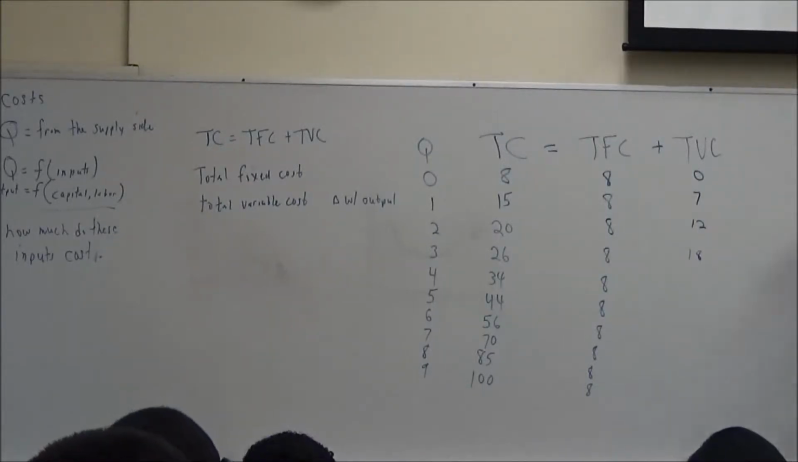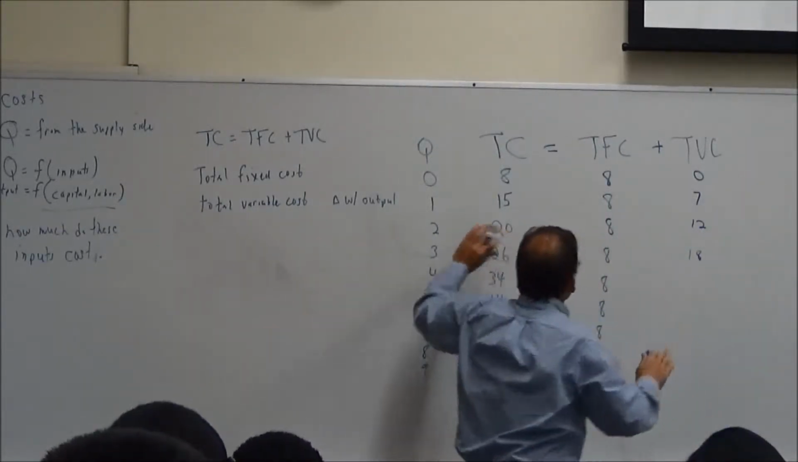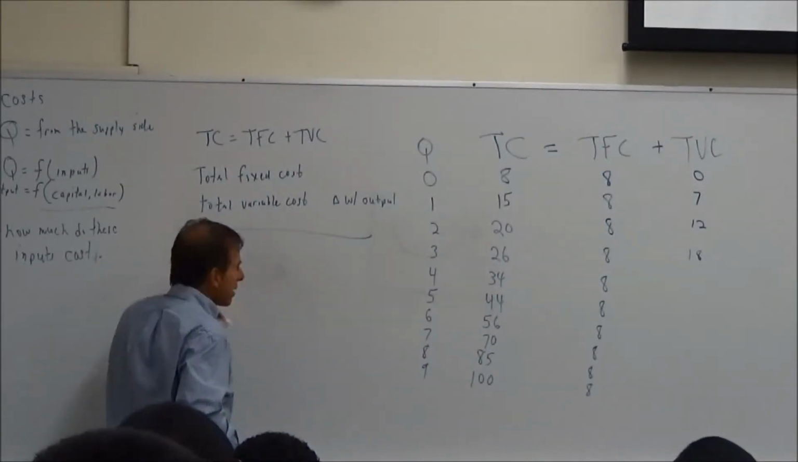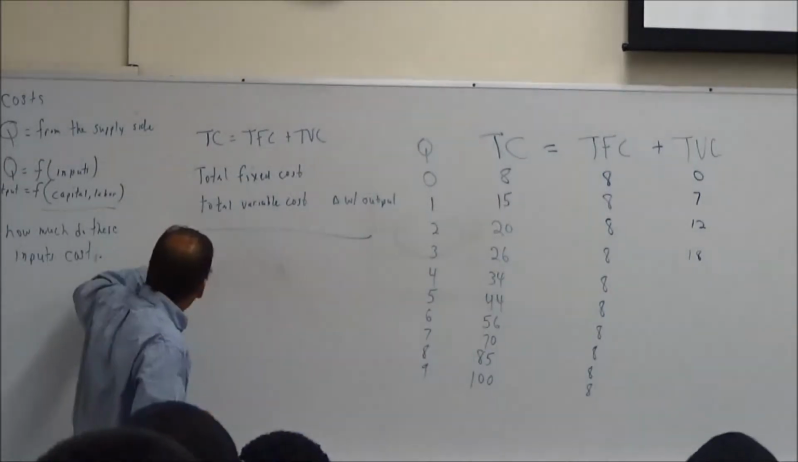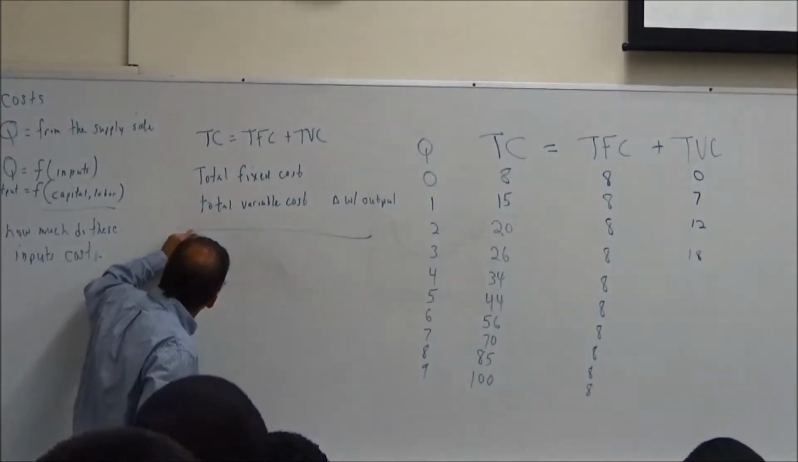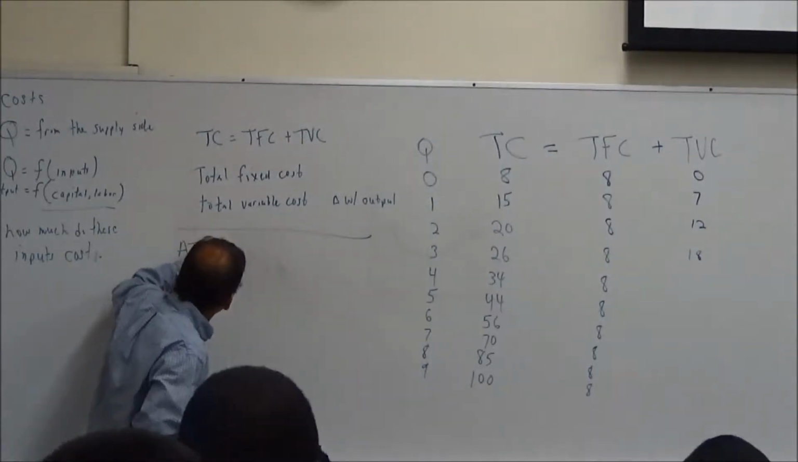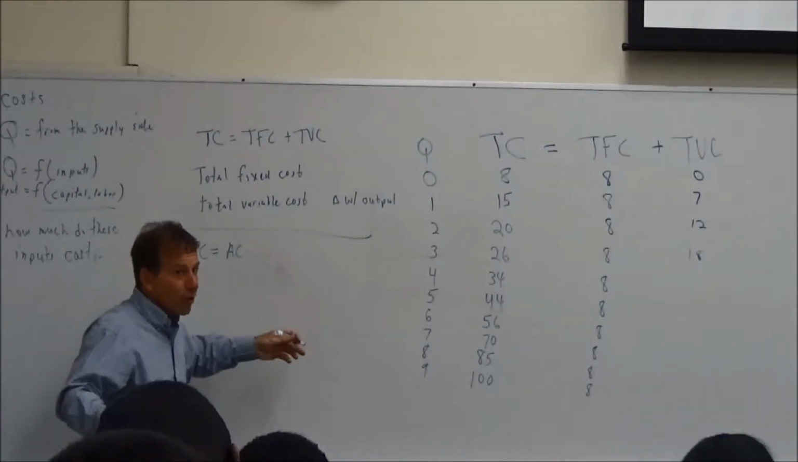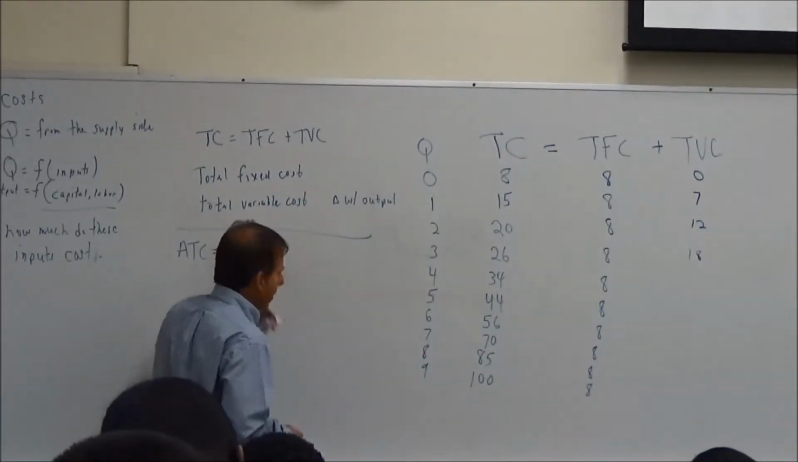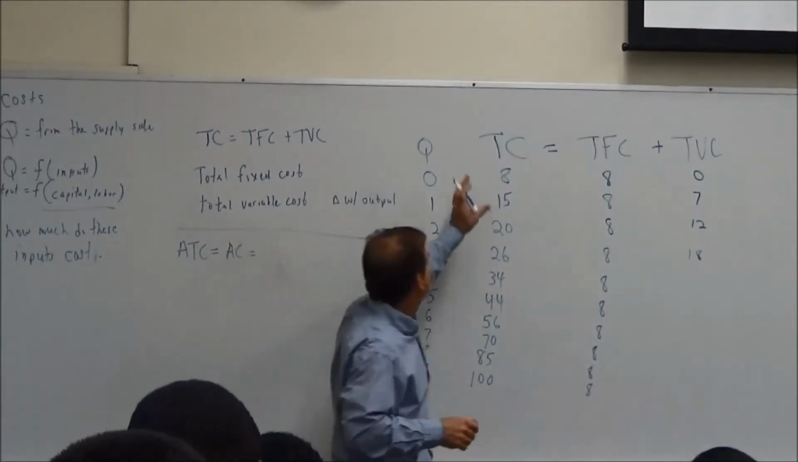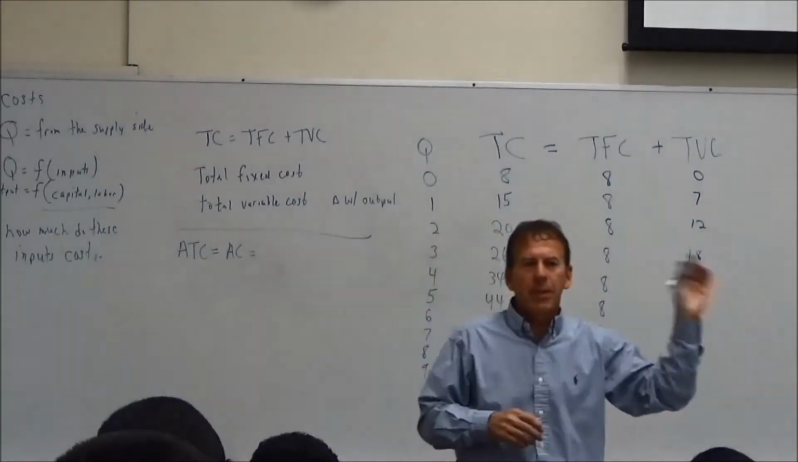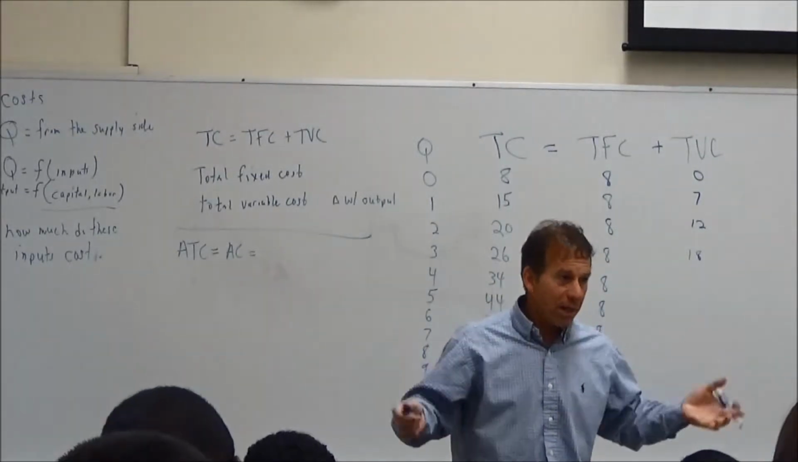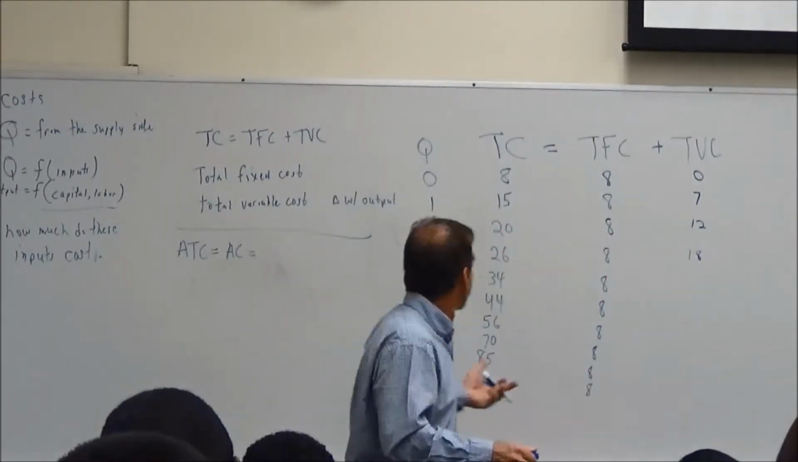Now, let's go a step further with this and say, all right, what about the average cost? In a lot of books, you'll see ATC, which is average total cost. AC is average total cost. They're the same thing. It doesn't matter. I always have AC, but a lot of books will say ATC. But I'm just saying average cost.